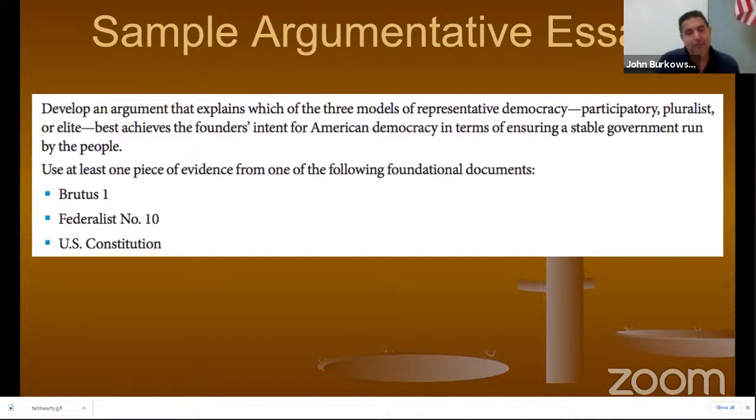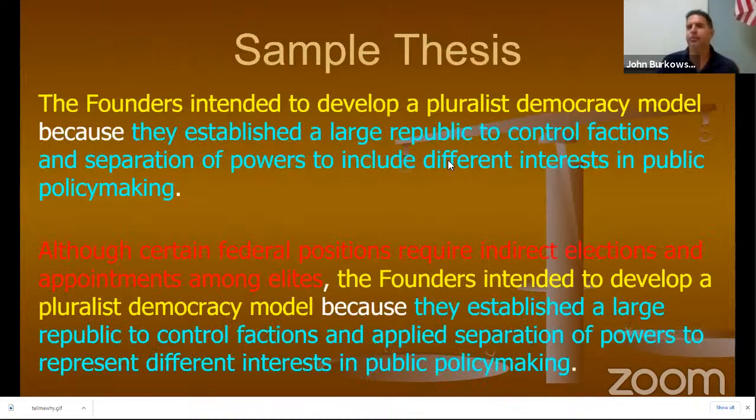Okay. But the thesis is what really distinguishes this FRQ from the other ones. Right? Because you don't need a thesis in the other FRQs. But here you do. You absolutely must. All right. We're back to the essay again. Here it is. Here's the sample thesis.